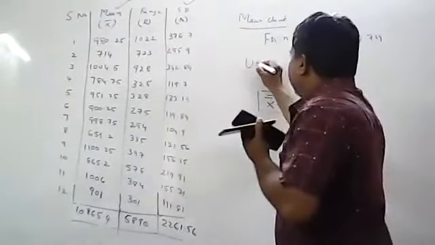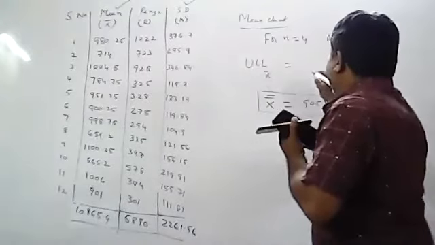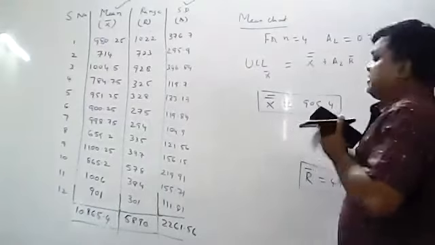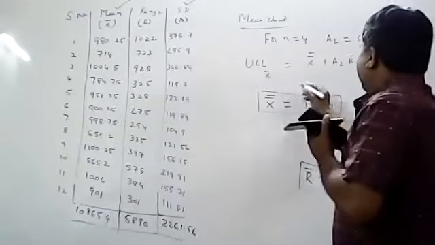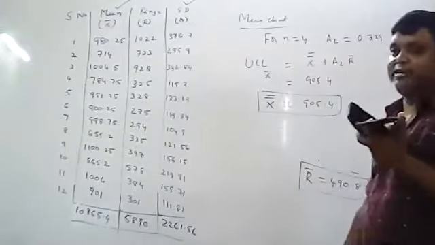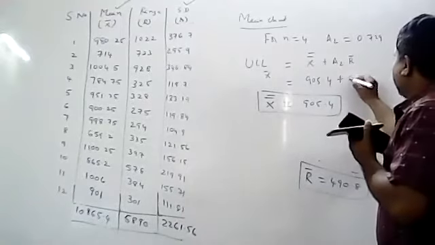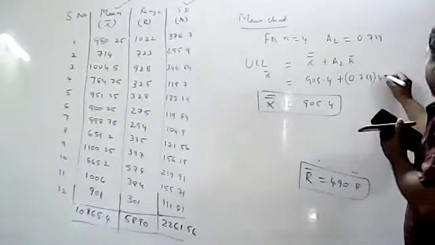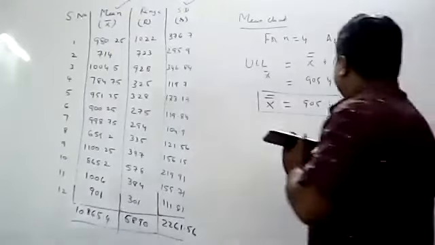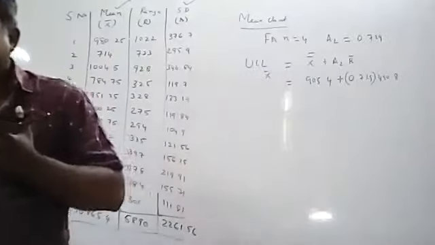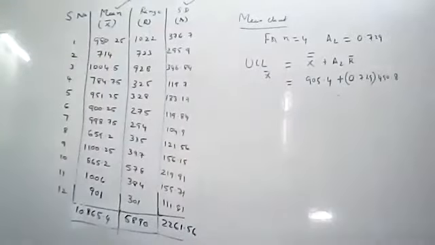First you will calculate UCL X bar. What is the formula I have told? X double bar plus A2 R bar. The X double bar value is 905.4, plus the A2 value 0.729, into the R bar value 490.8. Can anyone do the simplification and tell me the answer? One decimal place is enough. What is the UCL value you got?